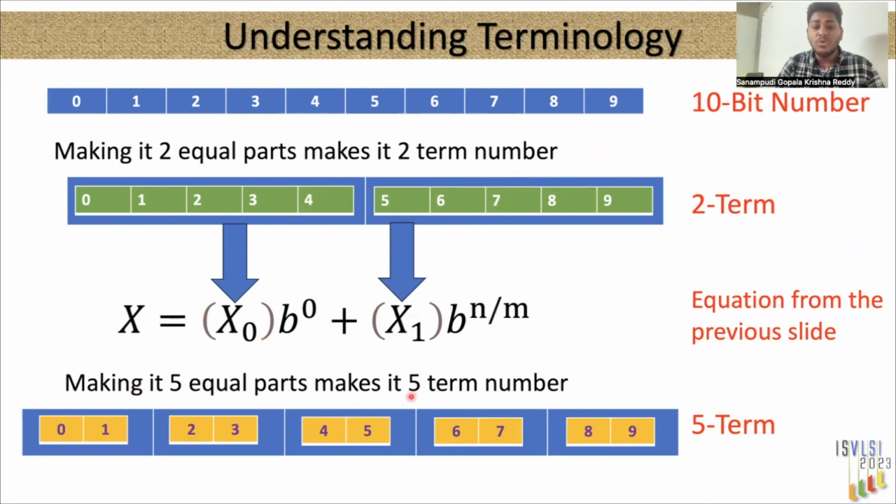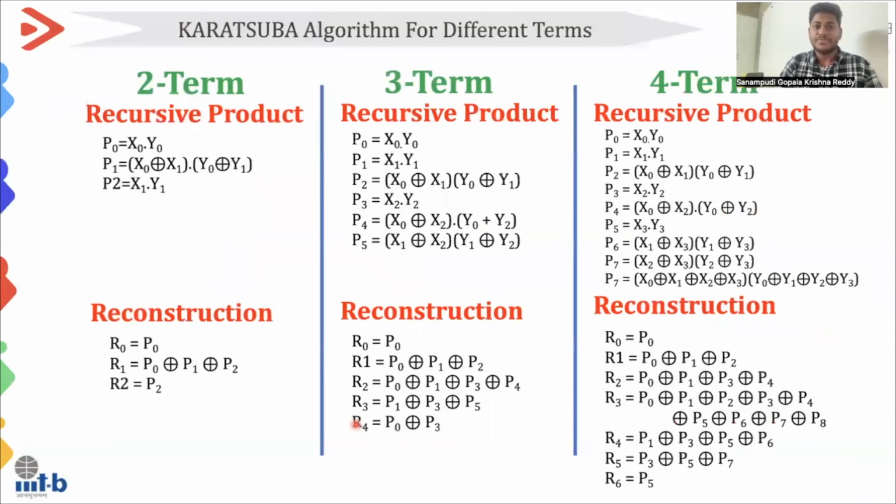When we are trying to make it a 5-term multiplier, we will divide these 10 bits into 5 equal parts. Then it results in 5 parts, each of 2 bits. Like this, we will continue with the algorithm.